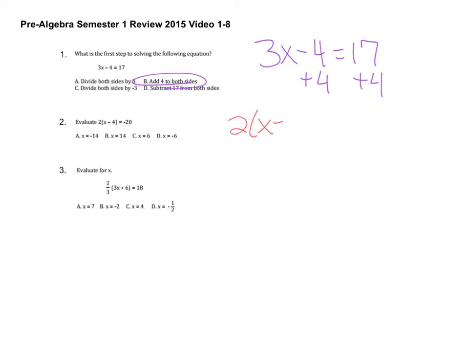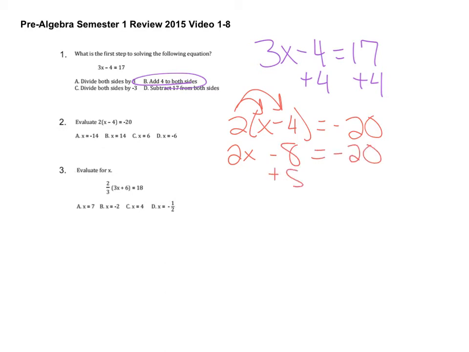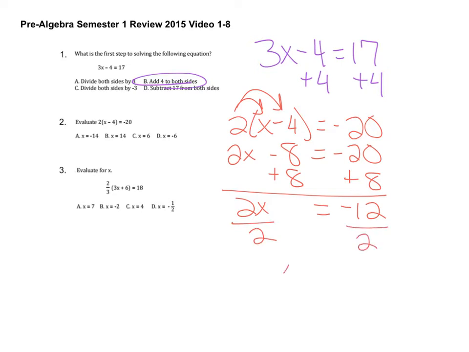Number 2, your paper should say solve 2 times the quantity x minus 4 equals negative 20. What's the first thing we do? We have to do distributive property. 2 times x is 2x. 2 times negative 4 is negative 8 equals negative 20. Then I'm going to add 8 to both sides. I get 2x equals negative 12. I'm going to divide both sides by 2, and x is negative 6. That's D.